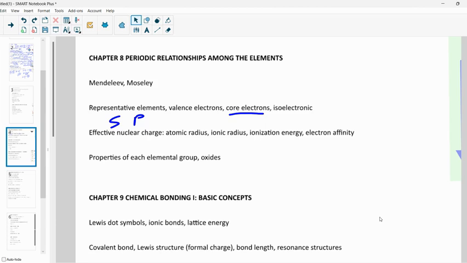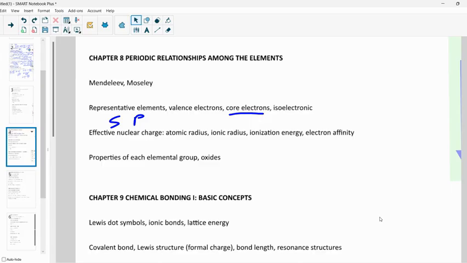What's the shielding effect? Like the nucleus is trying to pull the electrons in. It's positively charged, trying to pull in those negative electrons. The more core electrons, the more those outermost electrons get shielded from the nucleus. And that's going to be the effective nuclear charge that we talk about in a minute.